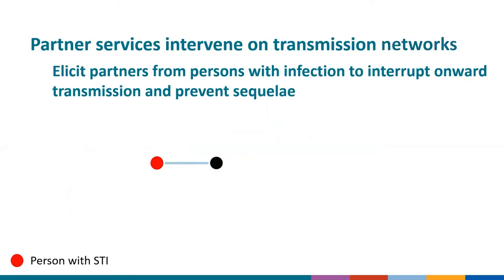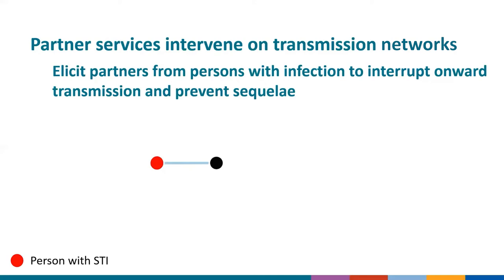I'd like to start with a review of partner services and networks. Partner services and networks are inherently linked. One of the goals of partner services is to use a contact tracing approach to find persons with STIs. We then provide treatment for the STI and elicit sexual partners, interview and screen, and if needed, treat partners. And by treating and tracing sexual partners, we hope to address the source and spread of infection and interrupt onward transmission.